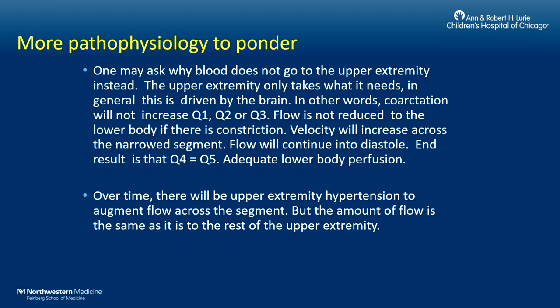So you may ask, why doesn't more blood go to the upper extremity when there's narrowing between the upper and lower body? Well, the upper extremity is only going to take what it needs. You may say, well, the kidney is going to increase the pressure. Yeah, it'll increase the pressure, but the flow is going to remain the same. So it's trying to push the flow across the coarctation, but the brain isn't going to require more of a cardiac output. It's just going to take what it needs, but the heart will maintain blood pressure. Over time, not acutely, you're going to have upper extremity hypertension to augment flow across the narrowed segment. Again, the flow is governed by other things.